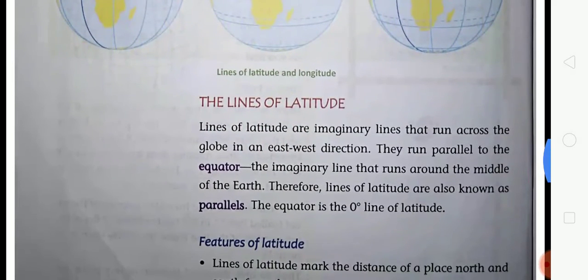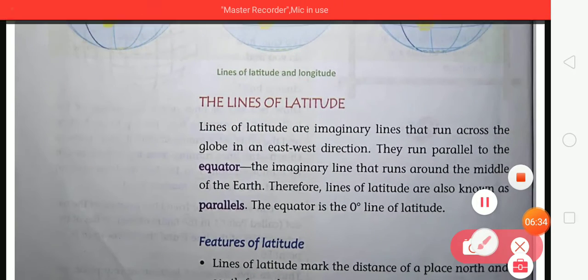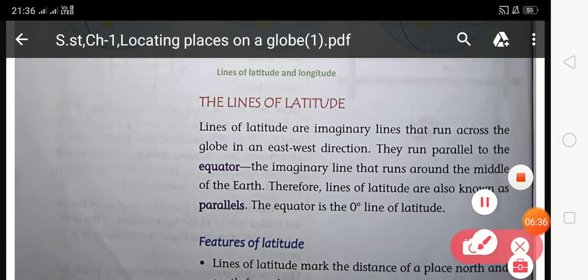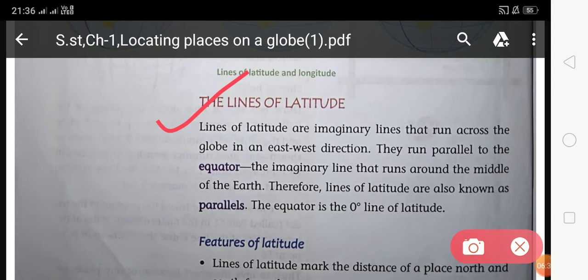Now look at the line of latitude. First of all, we will read this paragraph. Lines of latitude are imaginary lines that run across the globe in an east-west direction. They run parallel to the equator, the imaginary line that runs around the middle of the earth. Therefore, lines of latitude are also known as parallels.